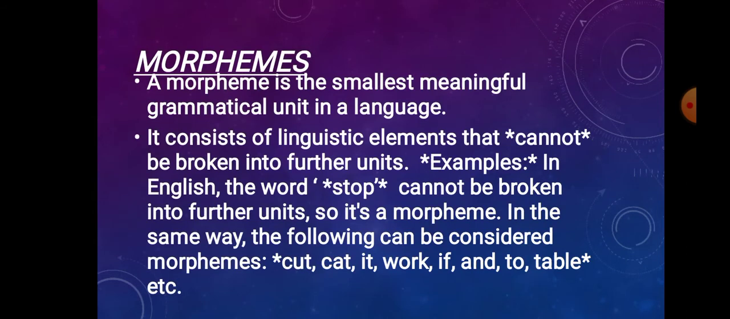A morpheme is the smallest meaningful grammatical unit in a language. It consists of linguistic elements that cannot be broken down into further units. Examples: in English, the word stop cannot be broken into further units, so it's a morpheme. In the same way, the following can be considered as morphemes. We have cut, cat, it, work, if, to, table, etc.